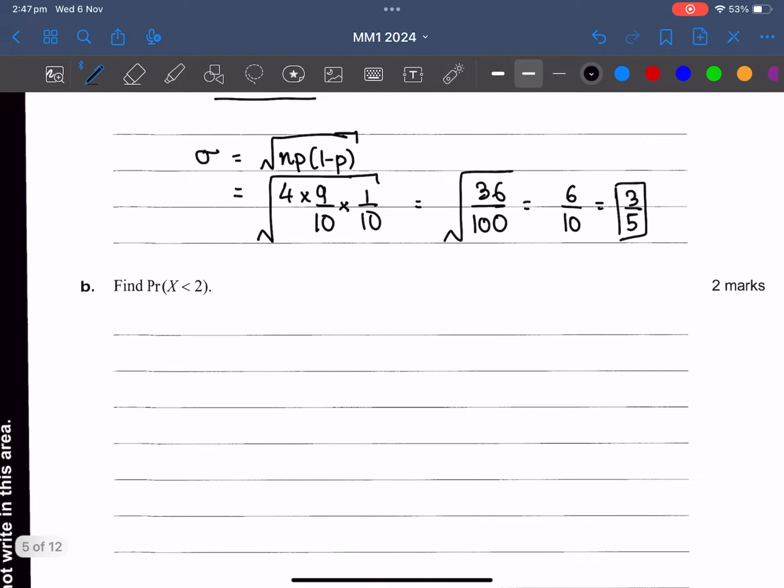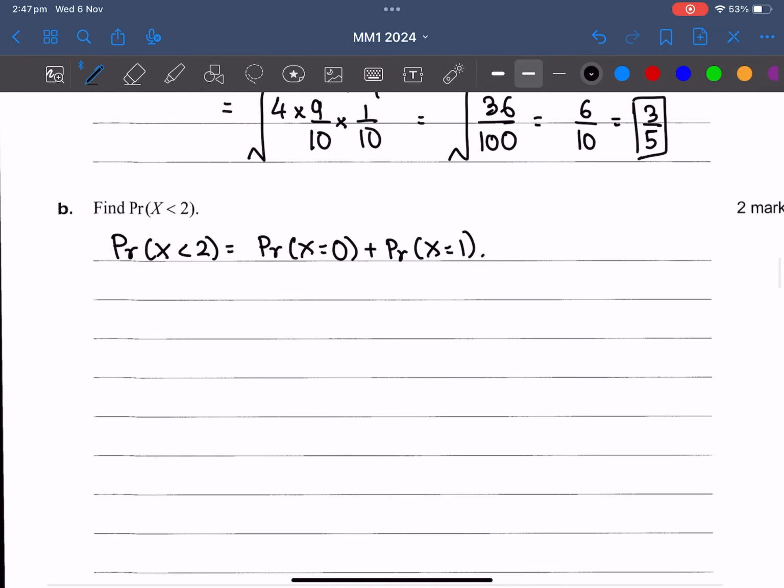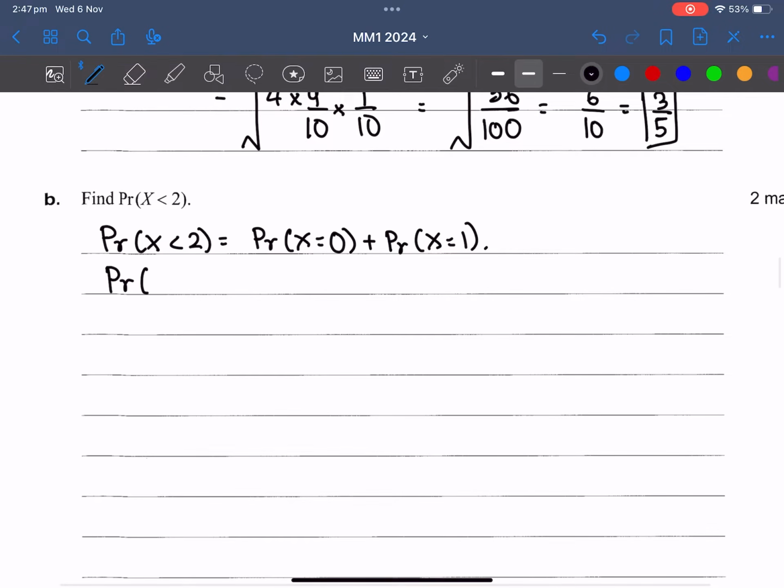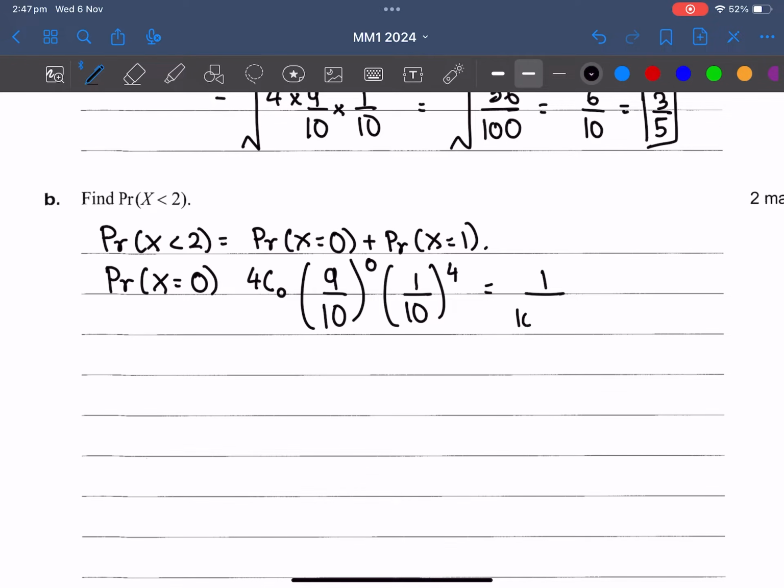And the next thing we have to find is the probability that X is less than 2. So the probability that X is less than 2 is the same as the probability that X equals 0 plus the probability that X equals 1. So let's find the probability that X equals 0 using the nCr formula. We have 4C0 times 9 over 10 to the power of 0, so that's just going to be 1. Just keep it anyway. Times 1 over 10 to the power of 4. So that would result in 1 over 10,000.